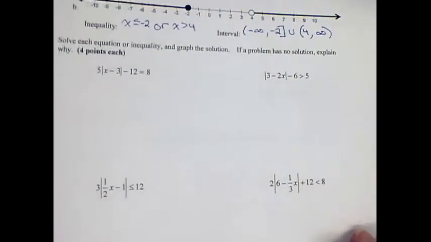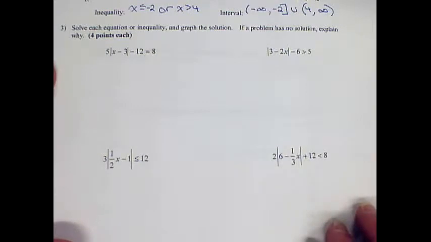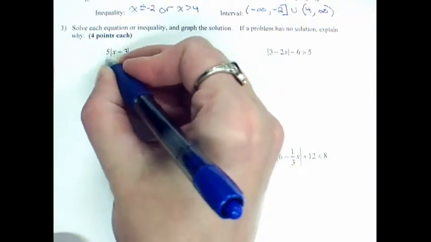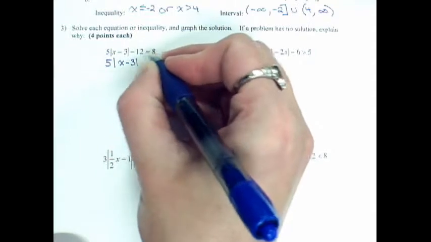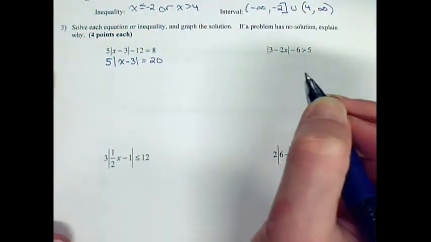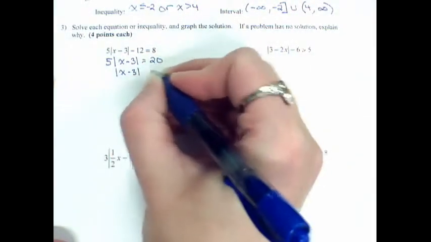Solving absolute value equations and inequalities. The first thing you should always do is isolate the absolute value. So when I isolate the absolute value, the first thing I'm going to do is add 3 to both sides, and the right side would become 20. I'm going to go ahead and divide by the 5. That gives me absolute value x minus 3 equals 4.